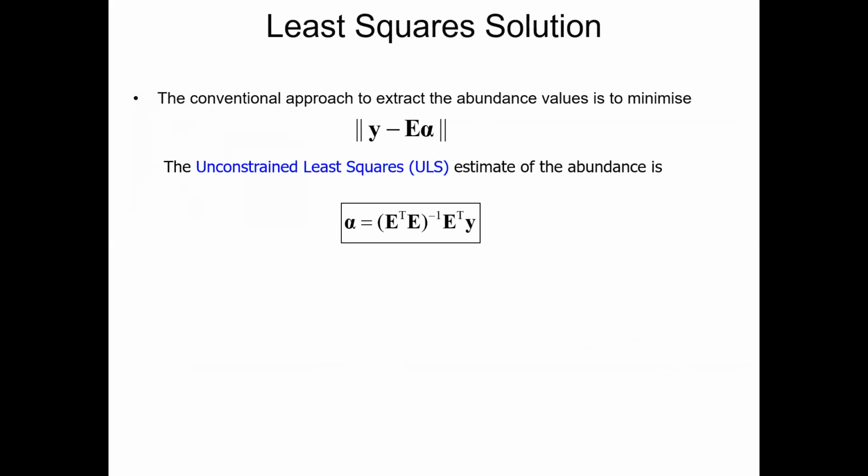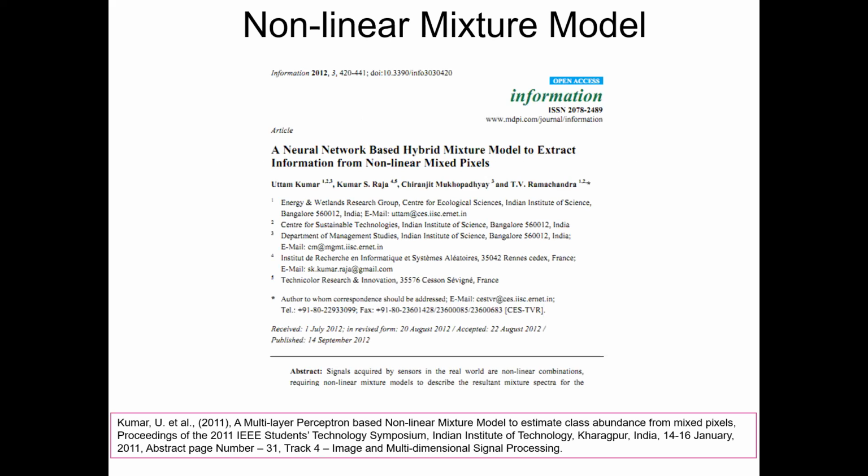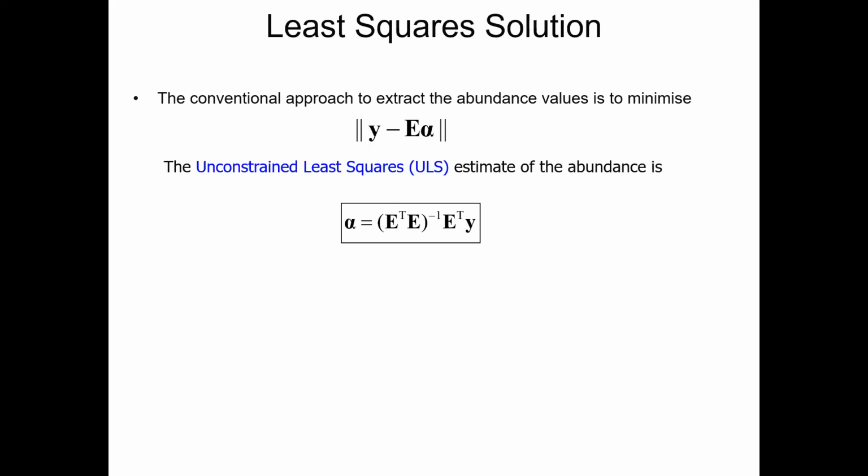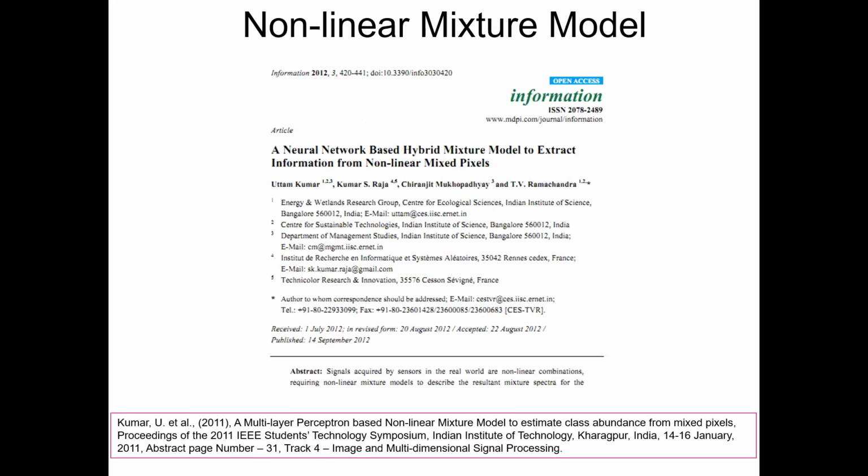So, applying the least square solution that I just talked about in the older paper published in 1992, we came up with an unconstrained least square solution given by alpha here, which is E transpose E inverse E transpose Y, where E is the reflectance of that particular class, Y is the reflectance of that particular pixel, and alpha is the proportion of that particular class. Okay, so I will come back to this point later on.